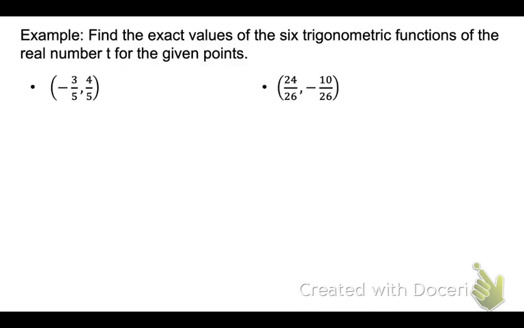Okay, find the exact value of the 6 trig functions for the real number t for the given points. So when you do these, I hope you do sine, cosecant, cosine, secant, tangent, cotangent. Why would I do those in that order? Sine, cosecant, cosine, secant. They're reciprocals of each other. Those are known as reciprocal identities. So we have the coordinate -3/5, 4/5.